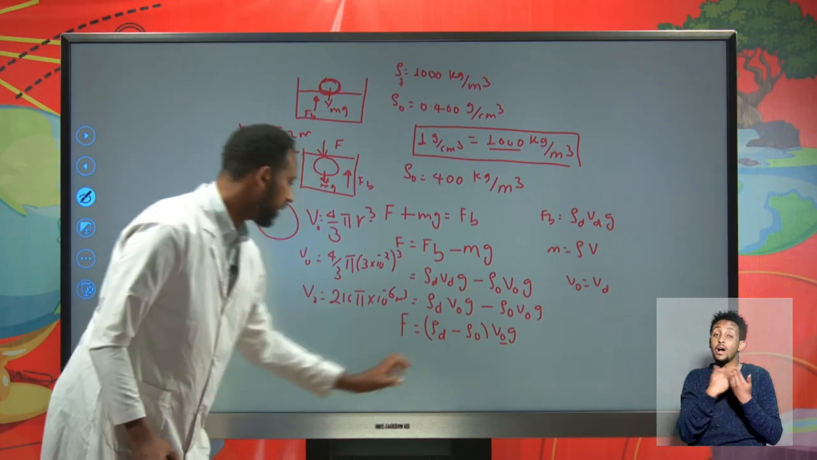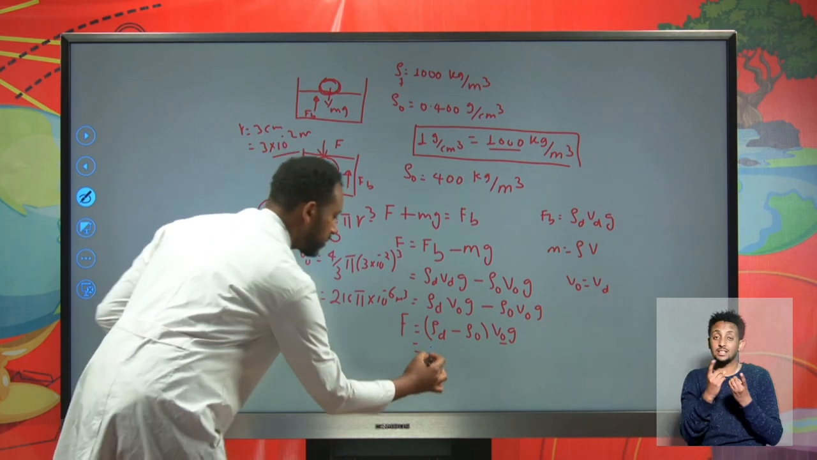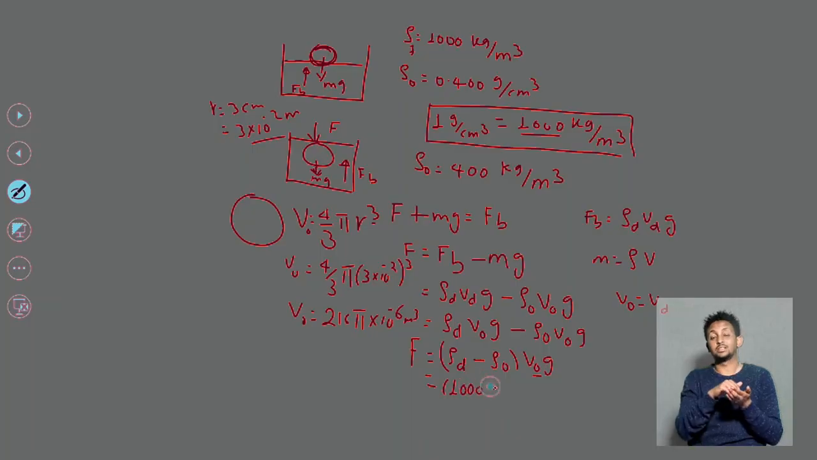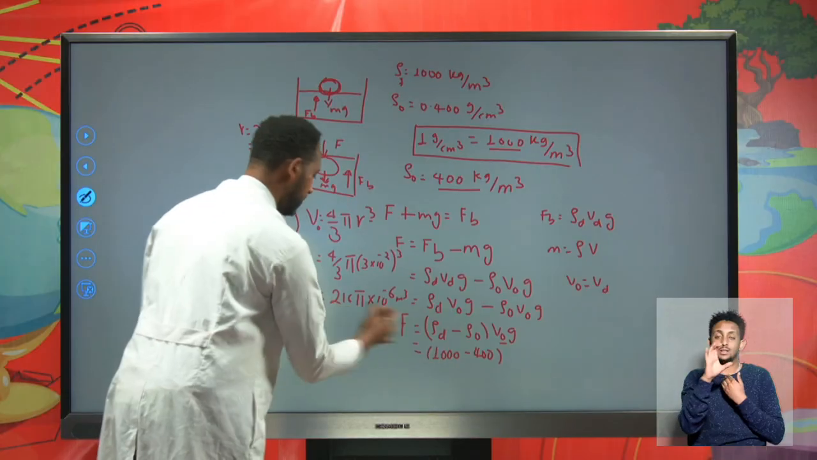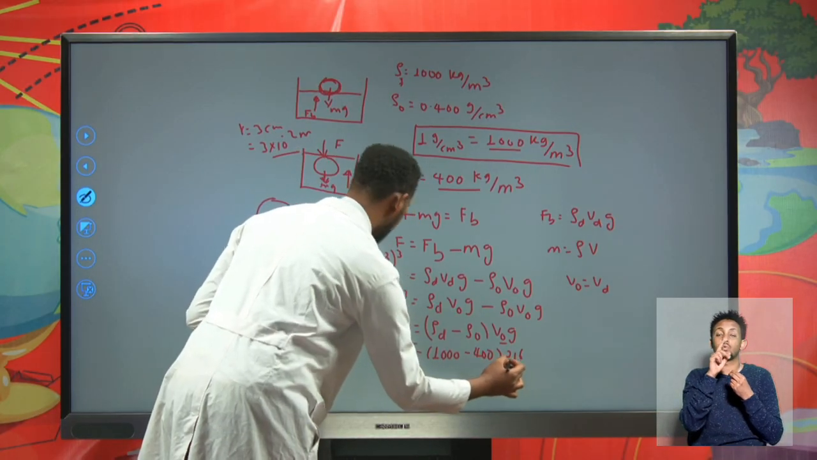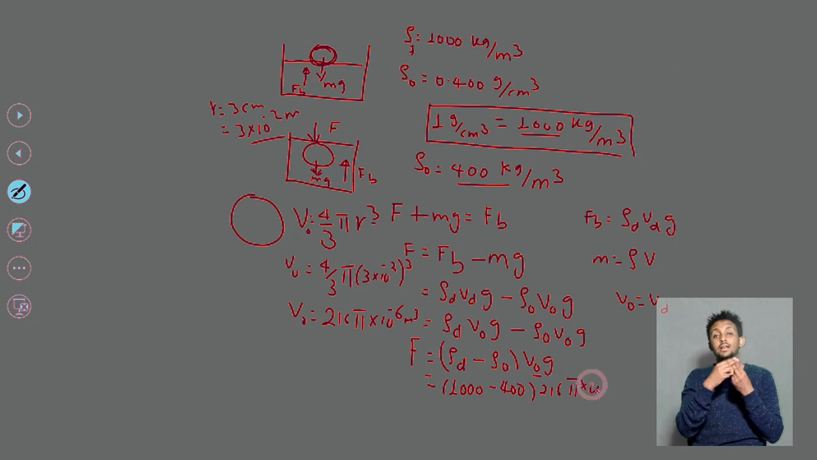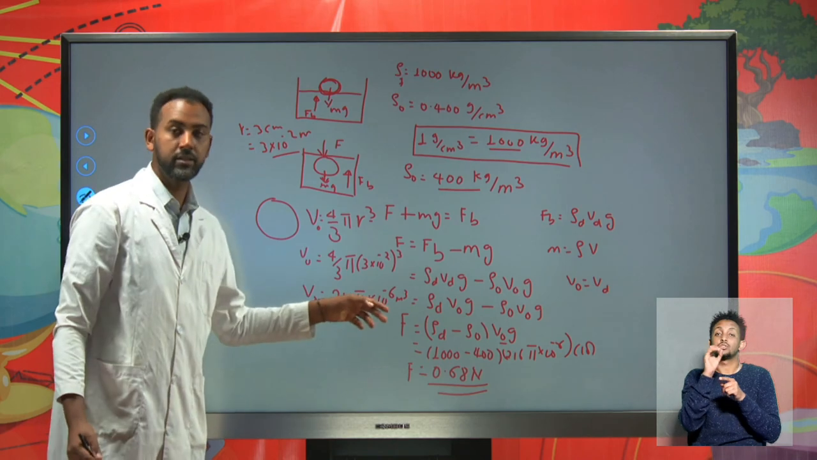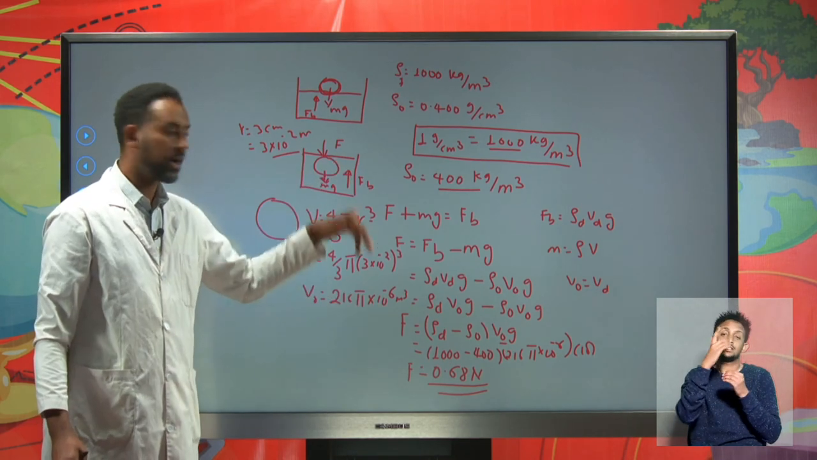Therefore, you have gravity 10, and the density of the displaced fluid is 1,000 minus the density of the object, 400 kilograms per meter cubed. So you put 400 times this volume, which is 216 pi times 10 to the power of minus 6, and so on. If you multiply with 10, at last you will find your answer to be 0.68 Newton. This is your answer. And 0.68 Newton acting downward. It should be acting downward.